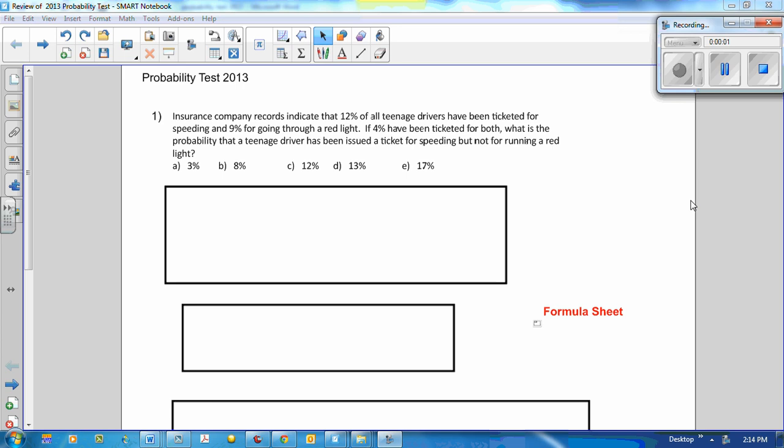Review of the multiple choice questions on the 2013 probability test. Probability test question 1, multiple choice.